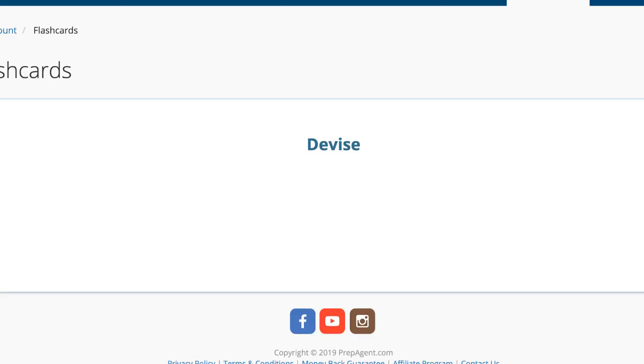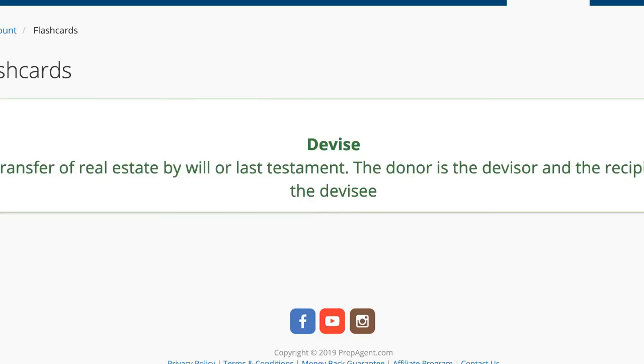Devise. What does the word devise mean? Devise is a transfer of real estate by will or last testament. And the person receiving it would be the devisee. Remember our OREE rule? Who knows our OREE rule?